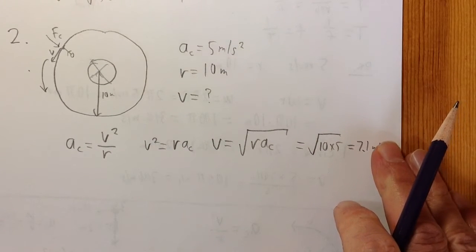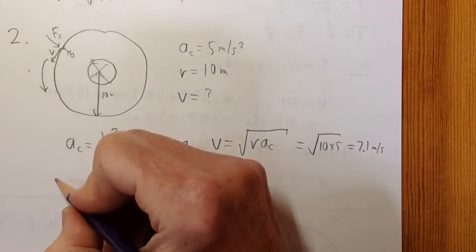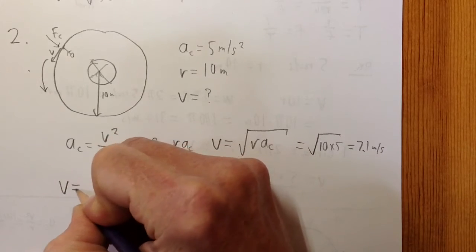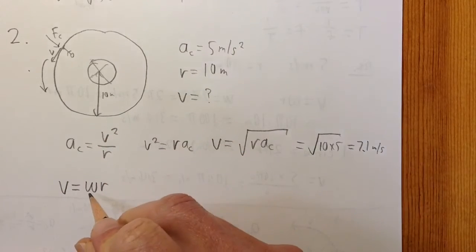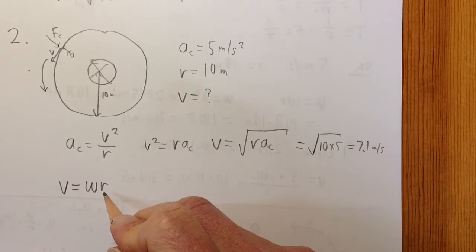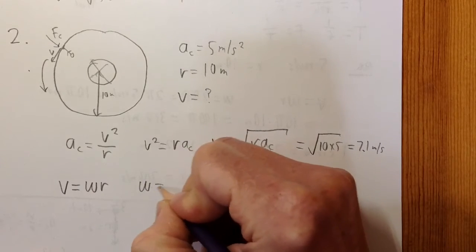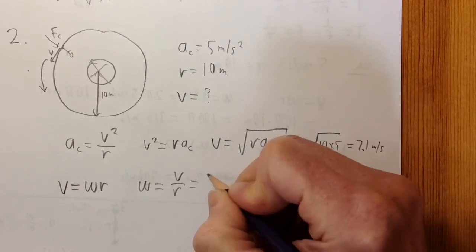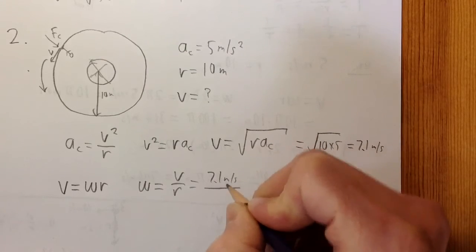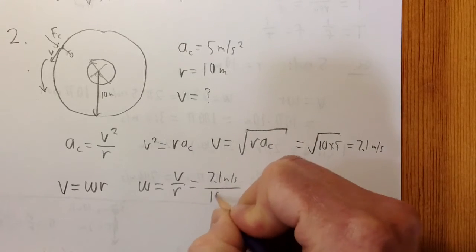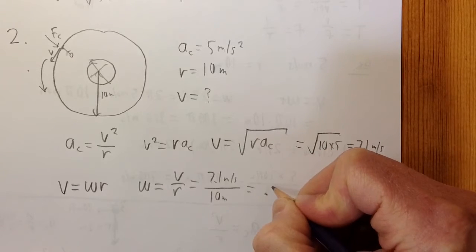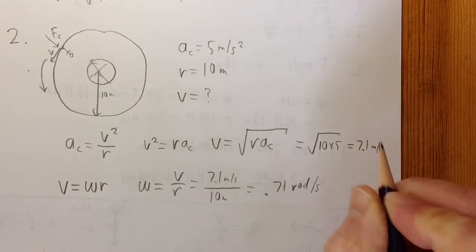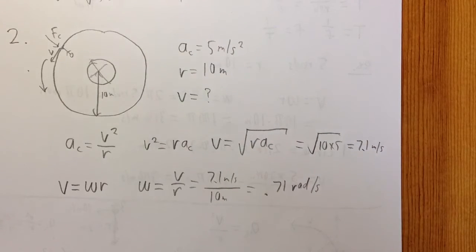Now, let's just figure out some more things here. We know that your velocity is also equal to omega r, where omega is the number of radians per second, times r. Or omega, then we put the r on the other side, is v over r. Well, our v is 7.1 meters per second. Our r was 10 meters. So that's about 0.71 radians per second. So you'd have to go about 0.71 radians per second.